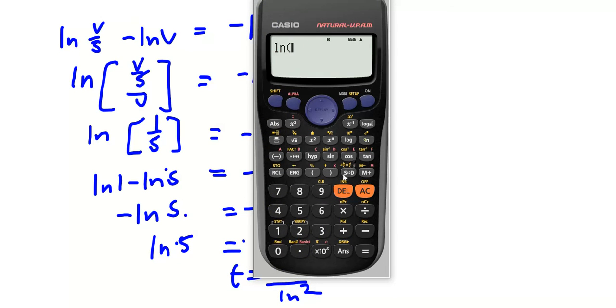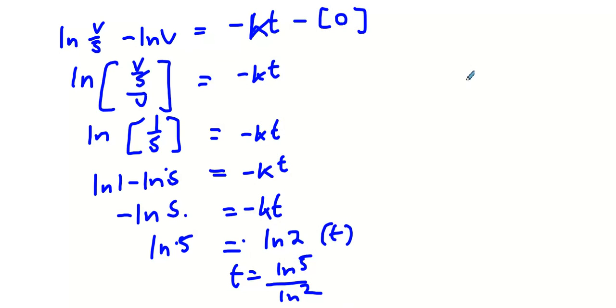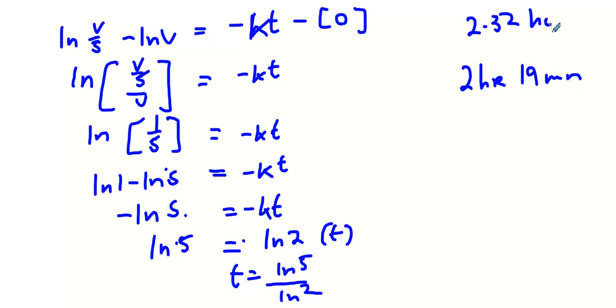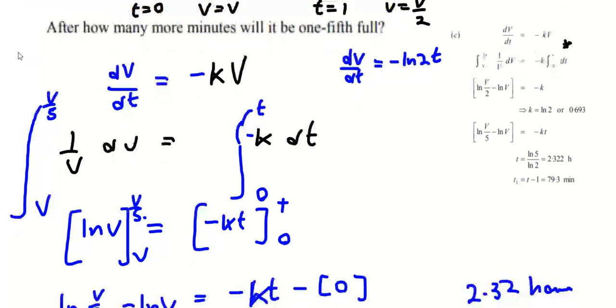If we use a calculator, make sure you don't make that mistake: ln 5 divided by ln 2. What we have there is 2.32 hours, or 2 hours and 19 minutes. Now it's an extra hour and 19 minutes extra, or 79.3 minutes.